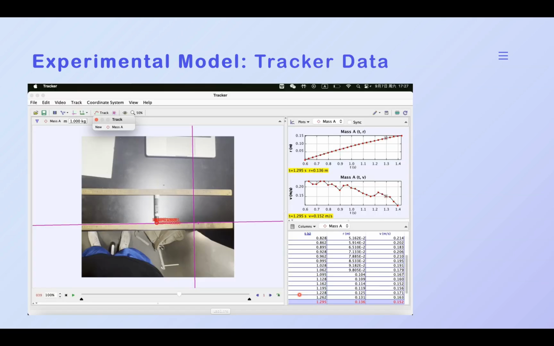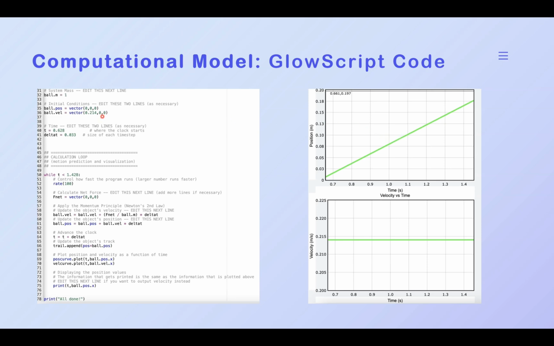Then here's how I use Tracker to analyze the video I recorded of the marker pen moving. So here is the plot of the magnitude of position versus time. You can see it's almost linear. Then the computational model: I used GlowScript to make the code. And let's just see the data here.